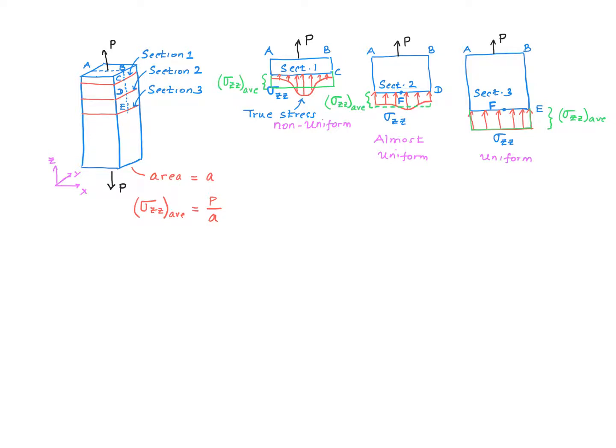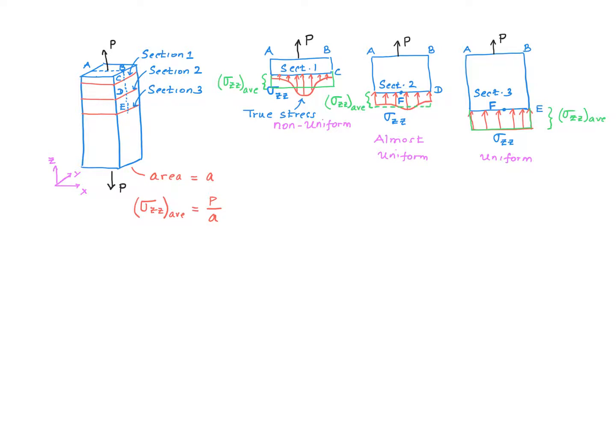I'm going to now section the rod at three different points, points C, D, and E, and look at the internal stress distribution at these cross-sections. And this is what you're going to see. You're going to see the true stress distribution, sigma zz, is going to vary across the cross-section like shown by this red line. The closer the section to the point of application of the external load P, the more non-uniform the stress distribution is going to be.